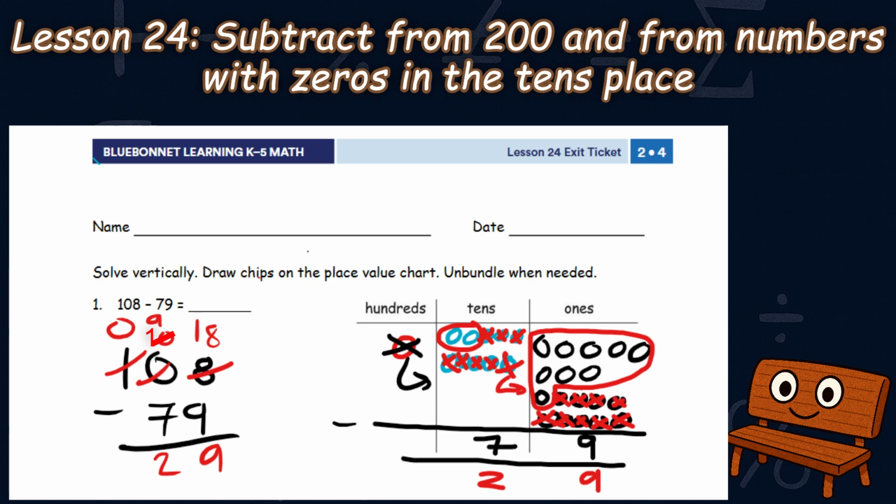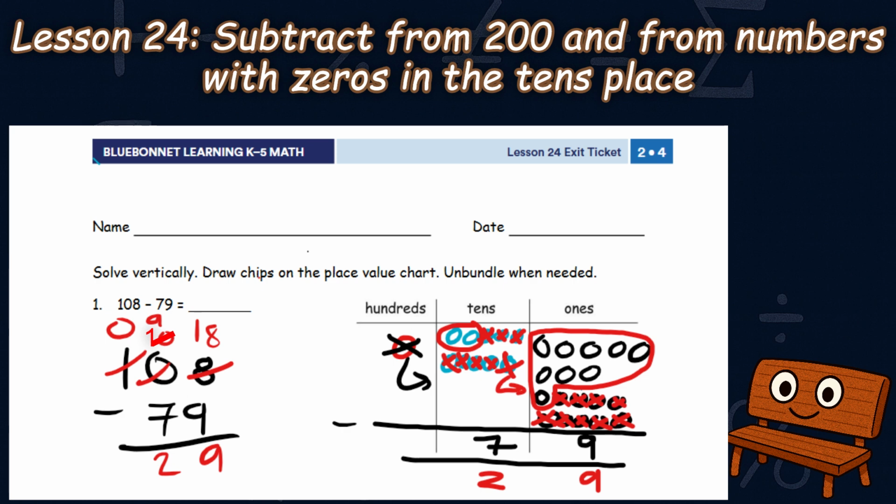It's the same thing for our chart. We were only given 8 ones, and they want us to take away 9. Well, we needed help from the tens place, but they did not have any, so we had to unbundle from the hundreds to give us 10 tens, and then we had to borrow a 10 to help our ones give us 10 more ones, and thus that gave us 18 ones.